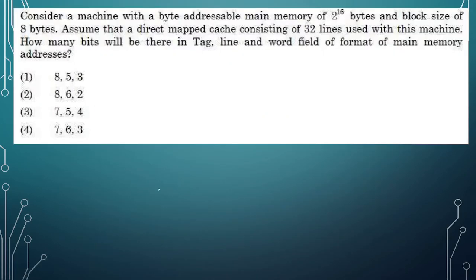Now moving on to the next question. A machine with a byte addressable main memory of 2 raised to 16 bytes and block size of 8 bytes. Assume that you are using direct mapped cache of 32 lines, and how many bits would be used for tag, line and word field of main memory address.